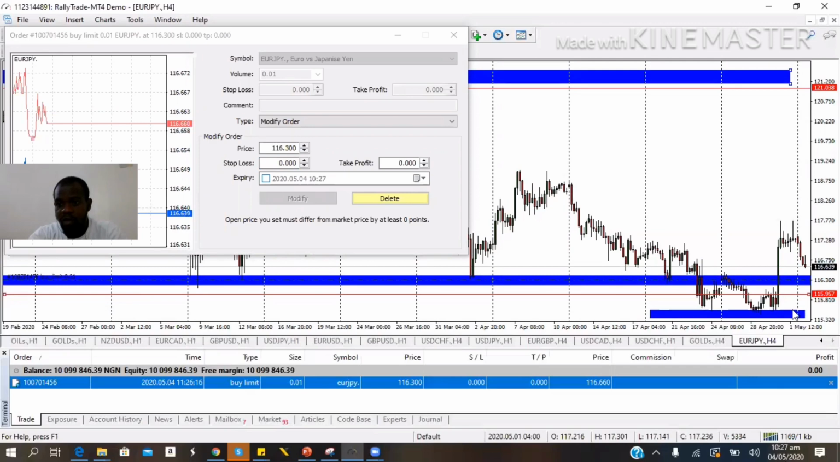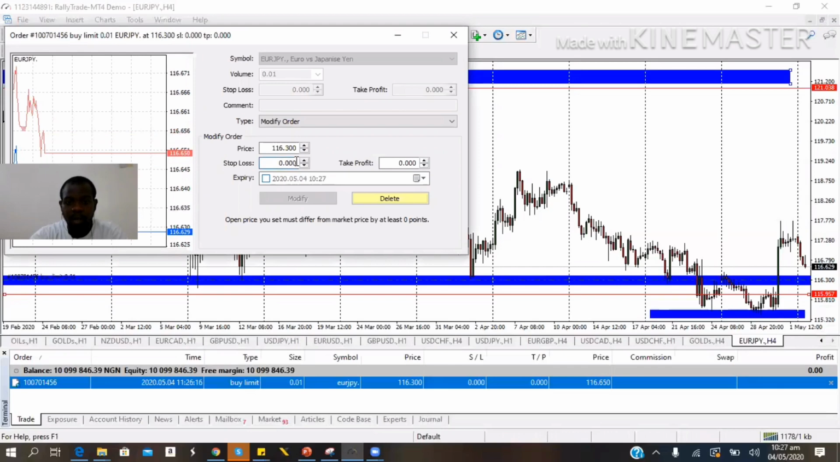You can decide to have yours below this major support, which is 115.330. You can decide that, but this is what I have decided. So let's edit it. My stop loss now is 115.957. That's my stop loss. Since we're buying, we expect price to go up, and if it's not going up, it's coming down, we're in loss. So stop loss has to be down.